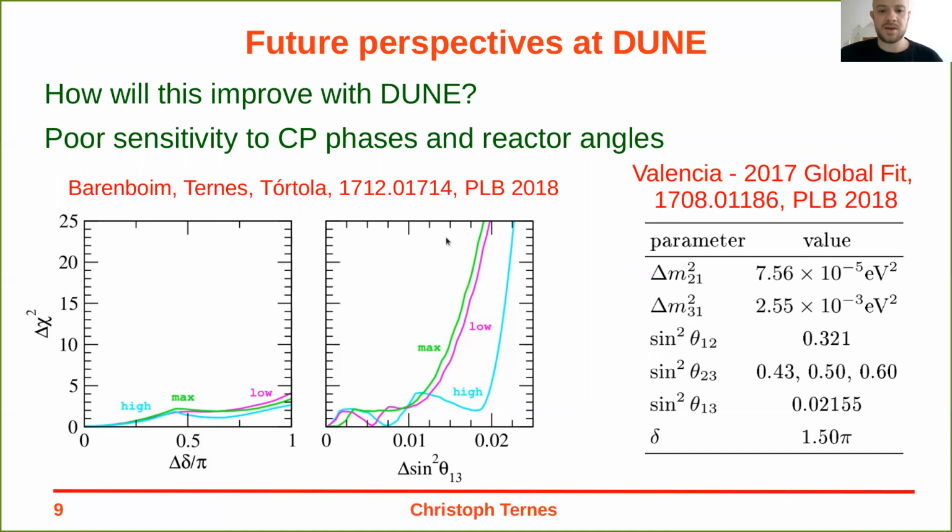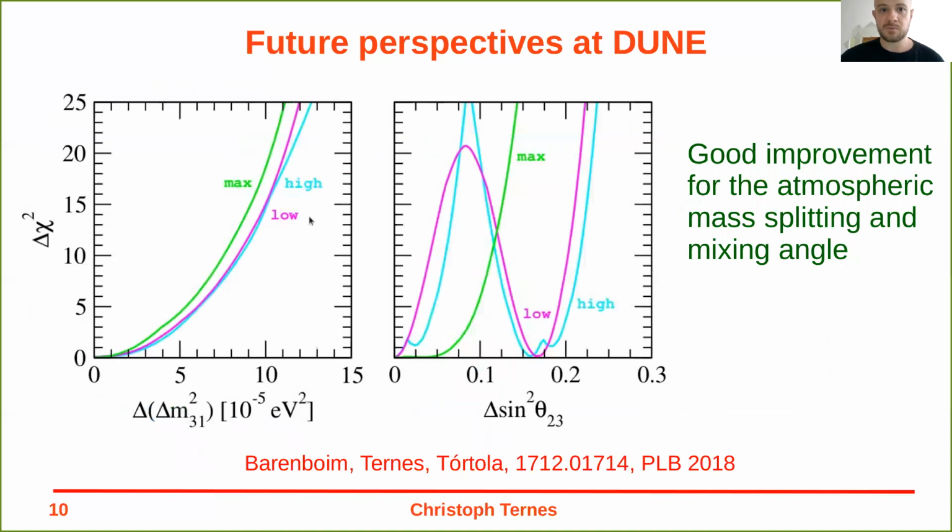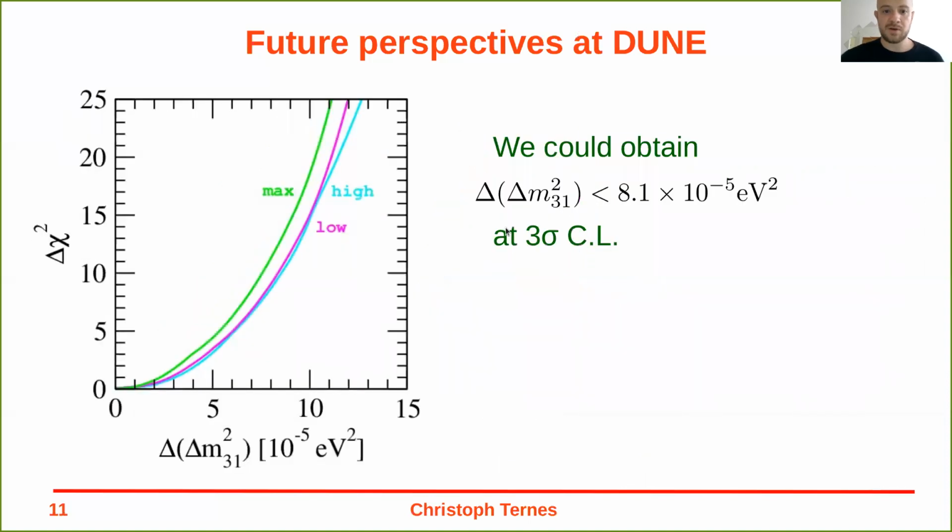Let me mention here that in the analysis of this fake data, we assume a prior on the reactor angle in the case of antineutrinos. So the situation changes when we go to the atmospheric sector, where we find that DUNE can improve the bounds. In particular, we have that DUNE can set at least this bound here, 3 sigma, for the difference of atmospheric mass splittings.